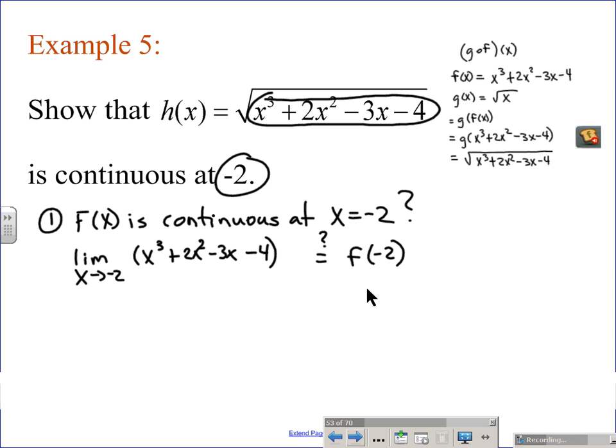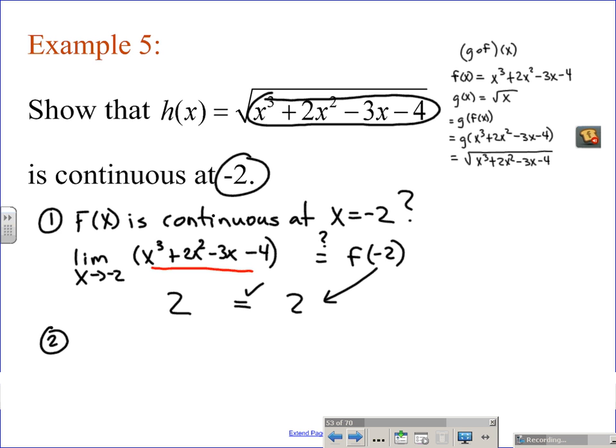So to find the limit, we notice that this is a polynomial function, which means all I have to do is plug in negative 2. And when I plug in negative 2, I get a 2 here. So yes, it is. So f of x is continuous at that point. Now, what this means is that f of negative 2 is 2. And that was part of what we needed to find.